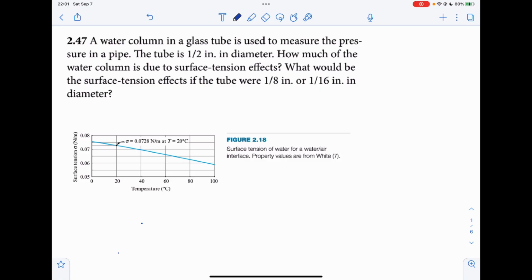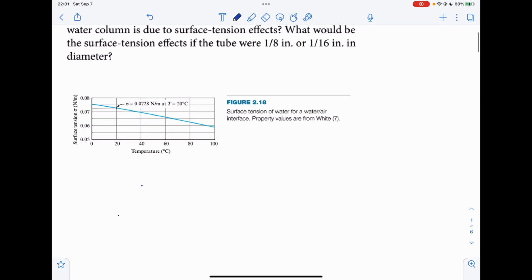So first problem is 2.47. It's describing a water column in a glass tube used to measure the pressure in a pipe. The pipe is half inch in diameter, and it asks how much of the water column is due to the surface tension effect, and also asking us about different sizes of other pipe tubes.